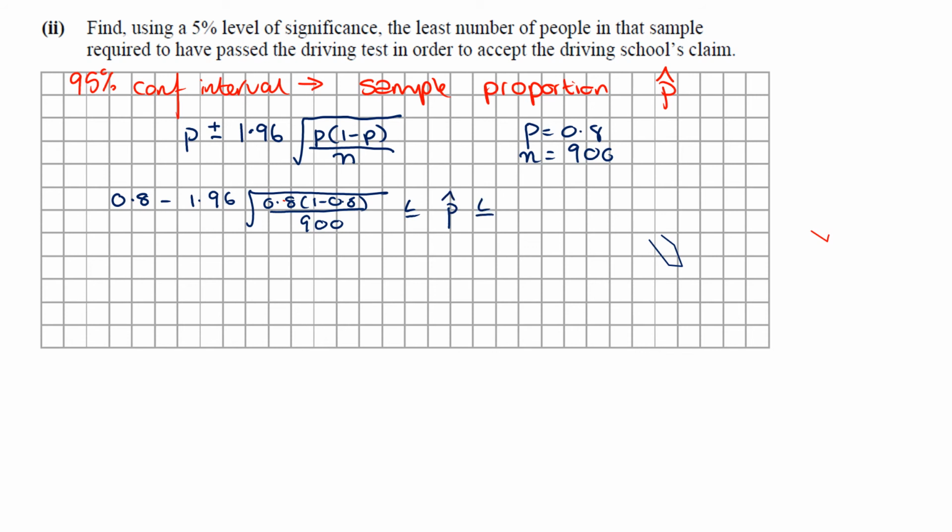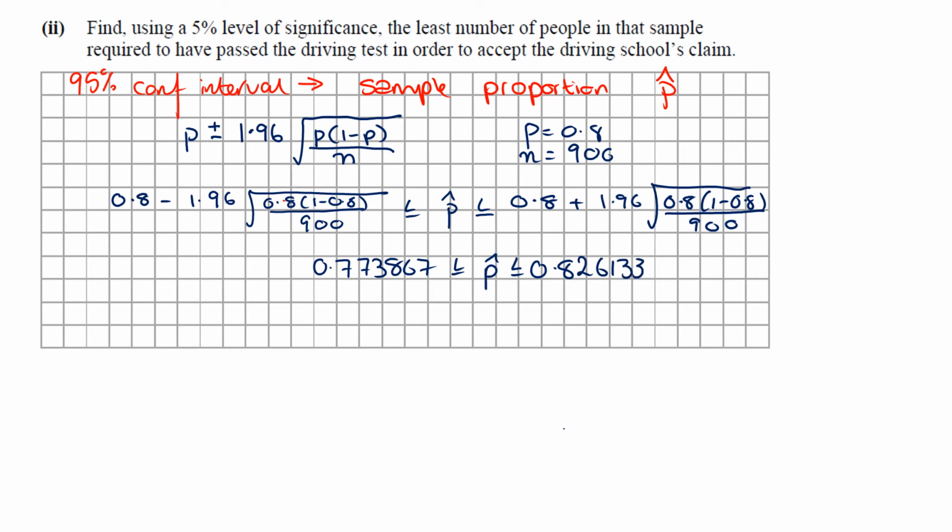So we've actually worked the other way, and we've said, well, look, we are going to work with the actual proportion or the actual claim that they have and see can we work backwards. So working very similar to the last time, 0.8, 1 minus 0.8, all over 900, and for us that works out as 0.773867 is less than or equal to p hat, the sample proportion, 0.826133. So if our sample proportion had been anywhere between these two numbers, then we would have been able to accept the driving skills claim.